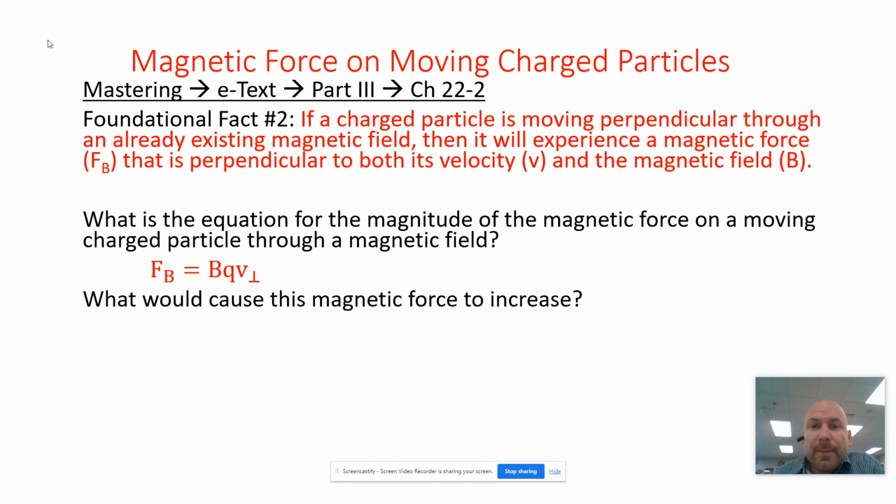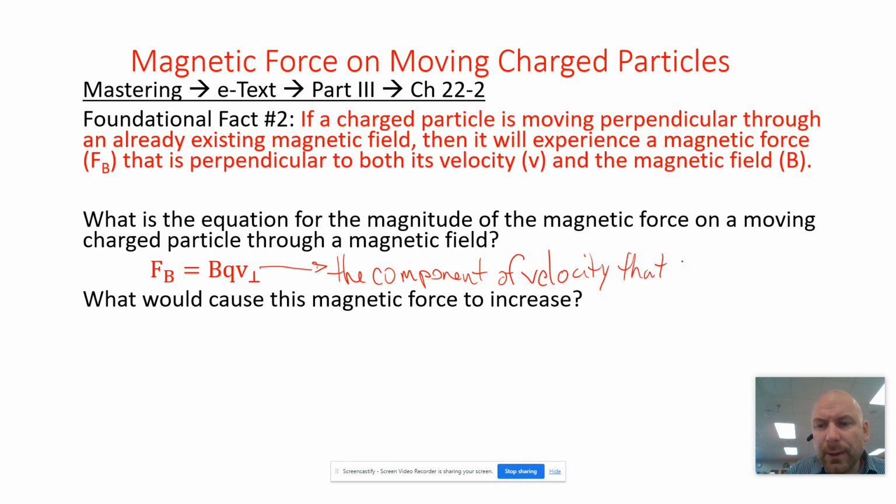So magnetic force, F sub B, is equal to the magnetic field multiplied by the charge of that particle multiplied by the velocity that's perpendicular to the magnetic field. So we have a component of the velocity that's perpendicular to the magnetic field. That's what that V perpendicular is. So this is a component of velocity that is perpendicular to the magnetic field.